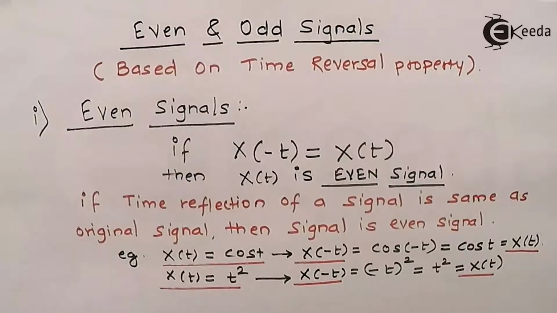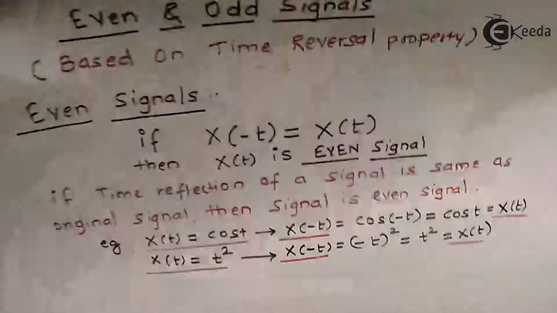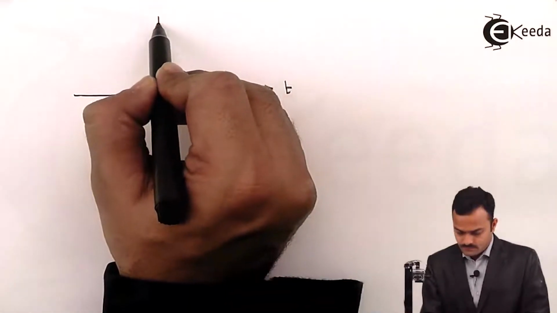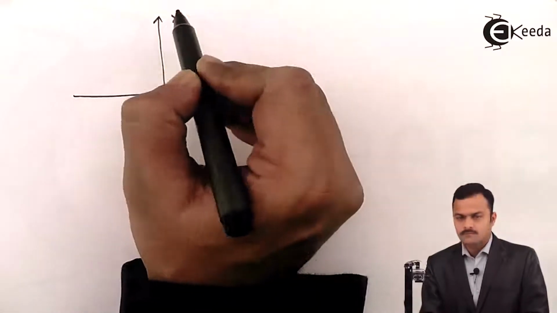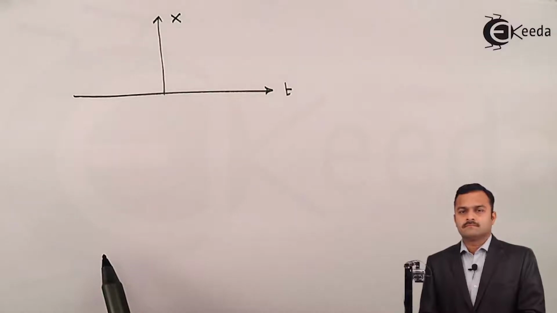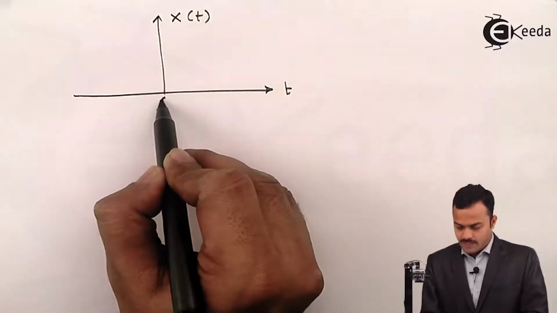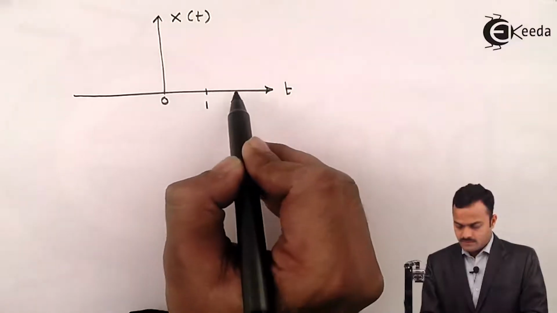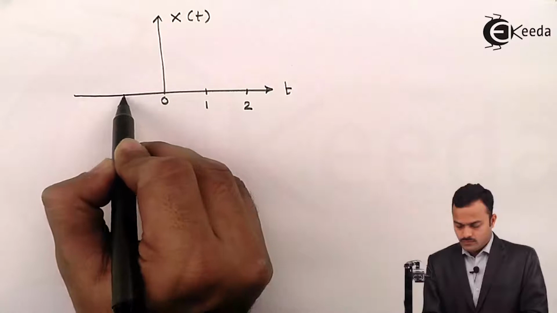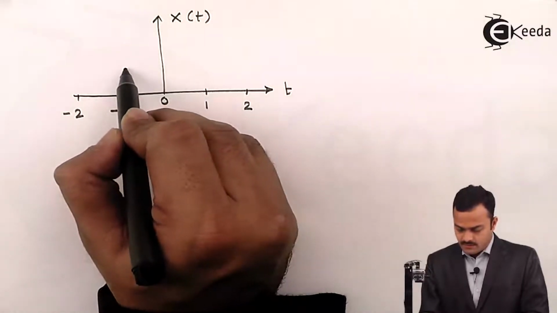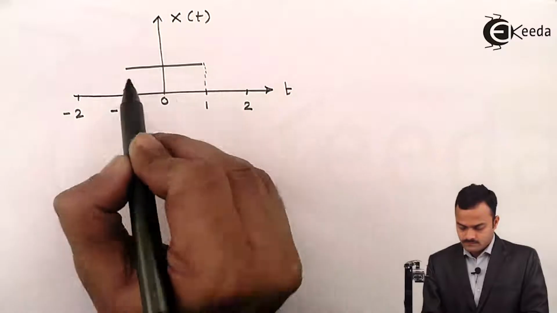Let's graphically represent how the even signal can be identified without writing an equation. I will consider any continuous time signal like this. X of t will be like this. So on a time axis, I'll define this as 0. This is 1, 2, over here minus 1, minus 2, and the signal will be like this.